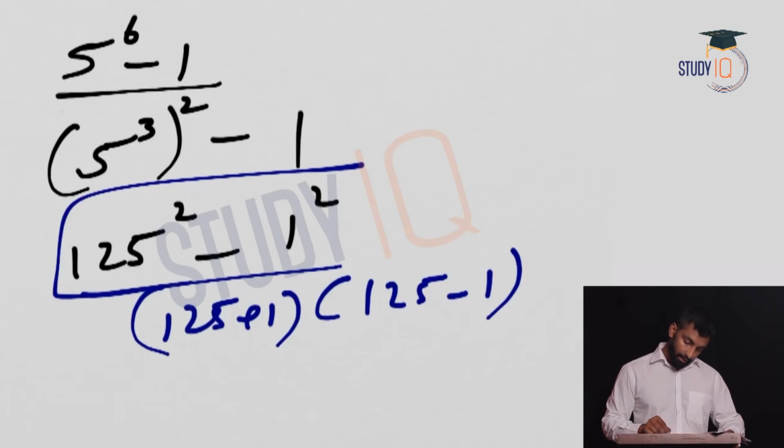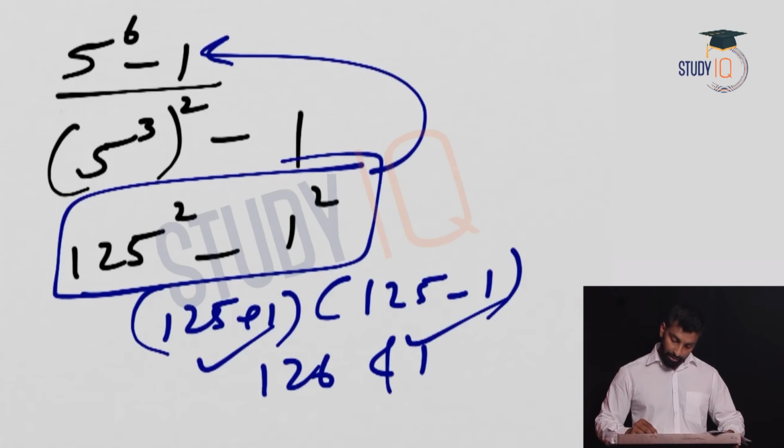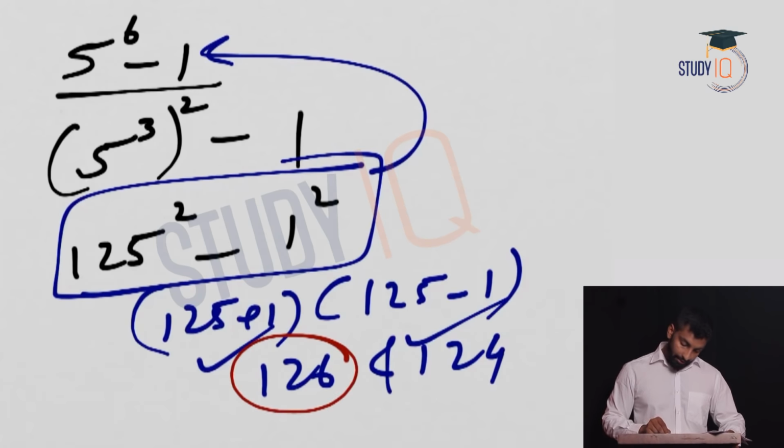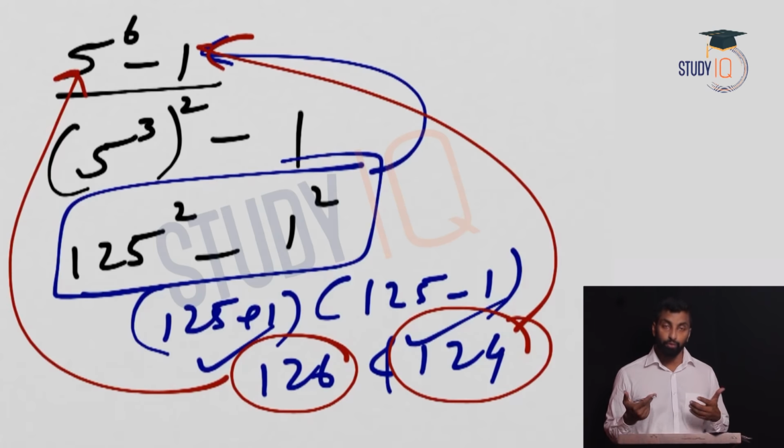What does this mean? This number, 125 squared minus 1 squared, is divisible by 125 plus 1 and 125 minus 1, that is 126 and 124, right? So what does this mean actually? 126 is a factor of this and 124 is also a factor of it, or what you can say, 5 raised to 6 minus 1 is divisible by 126 as well as 124.